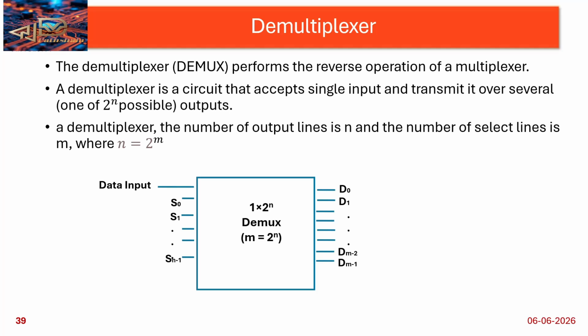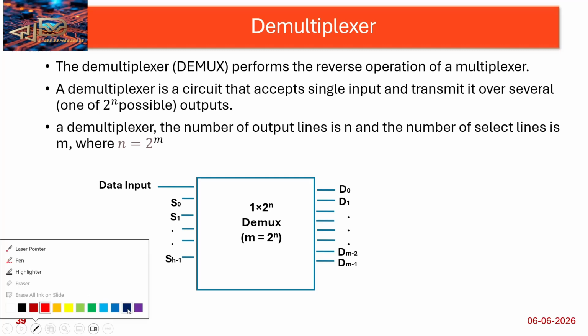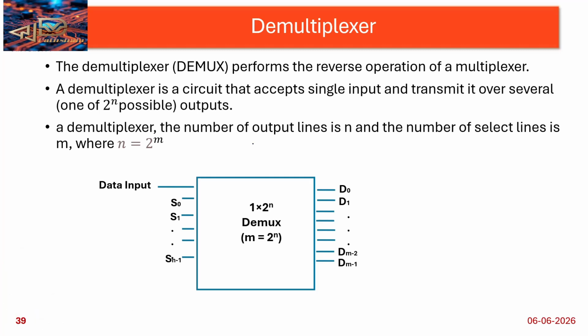We discussed multiplexer and then decoder and then half adder, full adder, half subtractor, all these things, right? So today we will discuss demultiplexer. What is the use of demultiplexer? Demultiplexer performs the reverse operation of multiplexer, right?